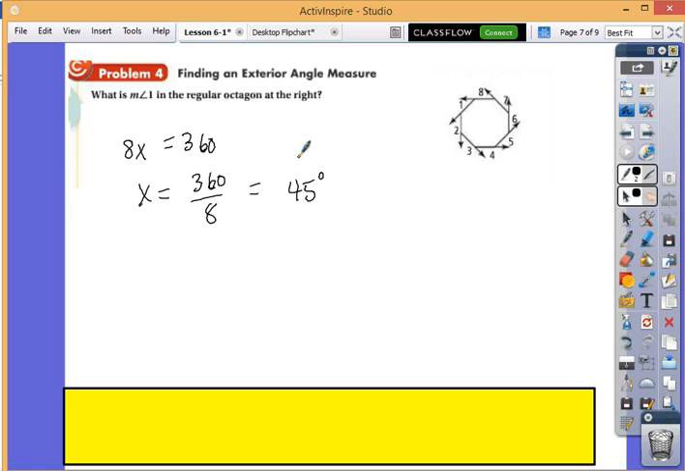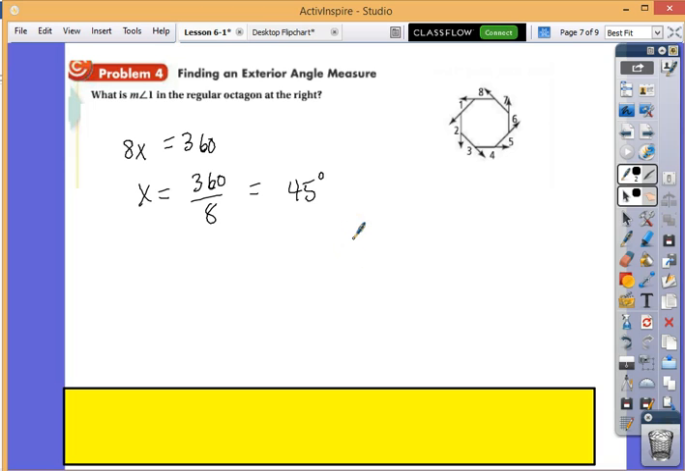So if I know that all the angles are the same, and I know that the sum of the exterior angles is 360, divided by the number of angles, I could find the exterior angle. How would I go about finding the interior angle? Well, you've got two choices at this point.